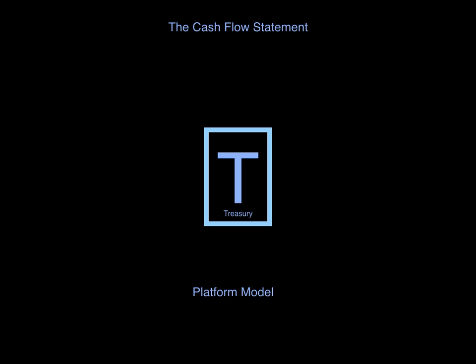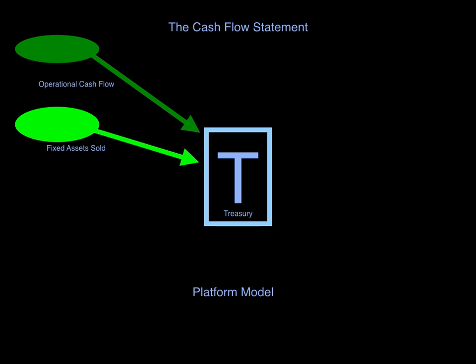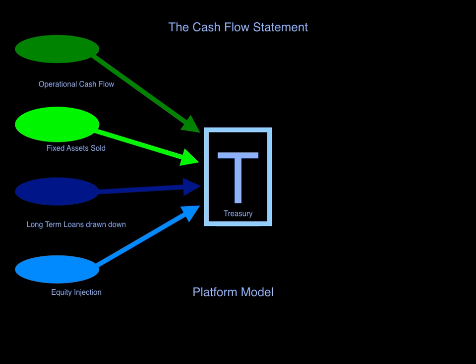Our first graphic provides our platform showing how inward and outward cash flows connect with each other through the company's treasury. Inward cash flow is divided between operational cash flow and cash from fixed assets sold, long-term loans drawn down, any new net equity paid in, and finally, any cash taken out of the bank. All of these activities funnel cash into the treasury.